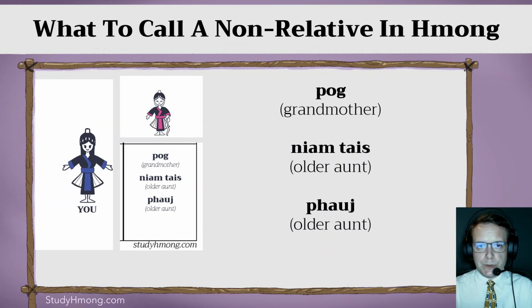Finally, if you're a woman and you meet an older woman, very old, like your grandmother, you could say Pa. If she's a bit younger than that, you can call her Nietai or Pao for aunt. Again, I've heard Pao is a bit more intimate or more affectionate, I should say, but I don't think it's rude.